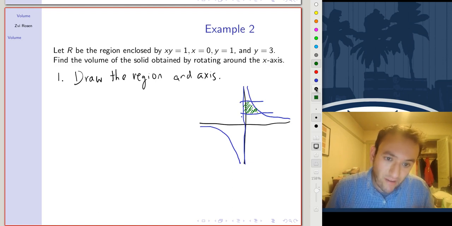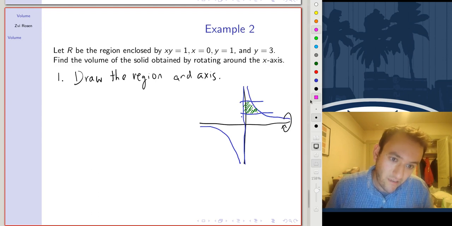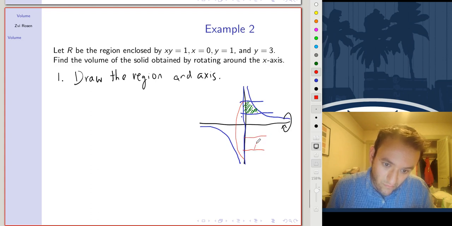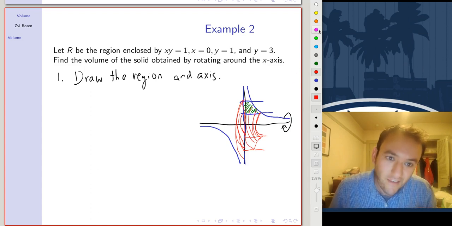Okay, and we're going to be rotating around the x-axis, so that's this axis here. And if we want to get a sense for what that might look like, it'll be something like this. Kind of like a volcano, I think. Yeah, in any case. Okay, that's step 1.